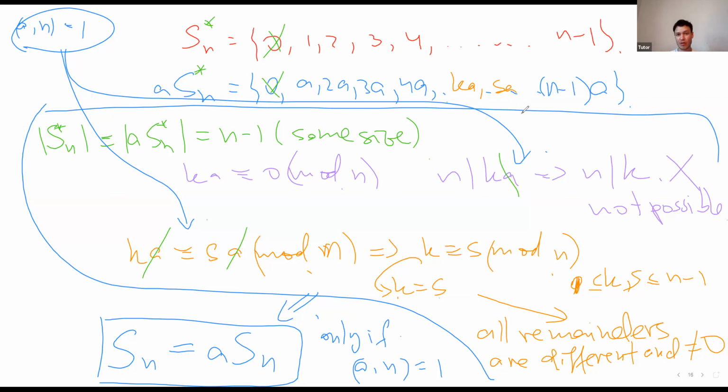They have the same size and all of them are different. Why are they different? Because you can write them like this and you can cancel a on both sides, right? So they cannot be equal. So then basically you get that this set here and this set here are the same set.